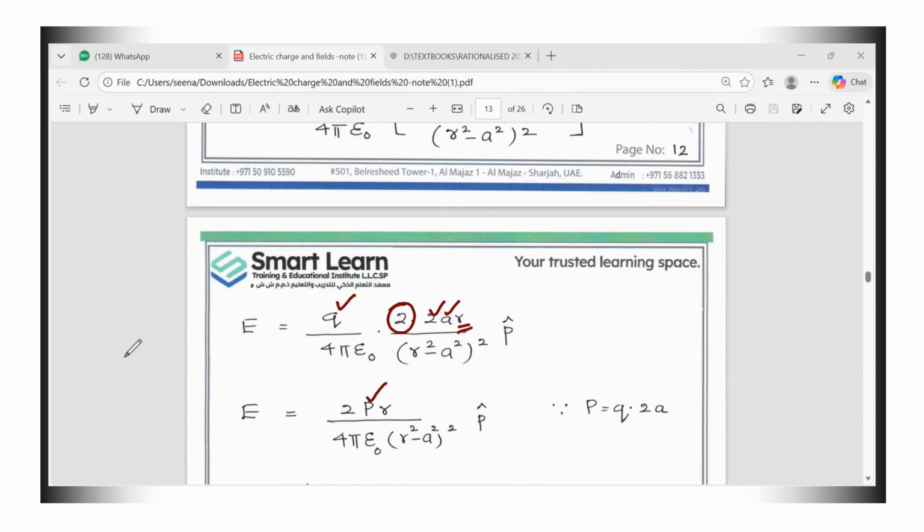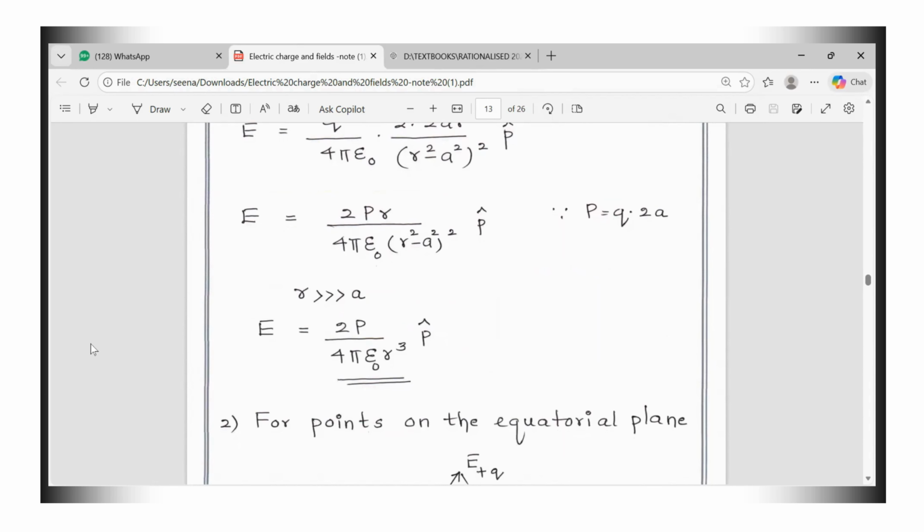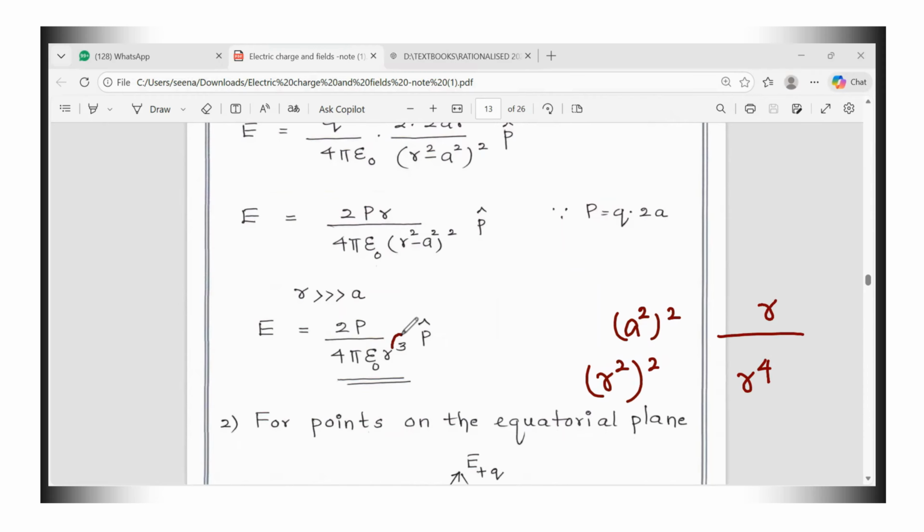Now we take the assumption that r is much, much greater than a. So a square raised to the whole square is neglected. So r square raised to the whole square is r raised to 4, which will get cancelled with 1 r on top, so you'll get only r cube. So this is the field due to a dipole on the axial point. It will be 2p divided by 4 pi epsilon 0 r cube.